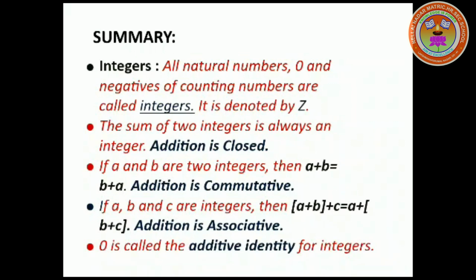If a and b are two integers, then a plus b is equal to b plus a. This is commutative property. So addition is commutative. Next, if a, b and c are integers, then a plus b plus c is equal to a plus b plus c. Therefore, addition is associative. Finally, we say that 0 is the additive identity for integers.